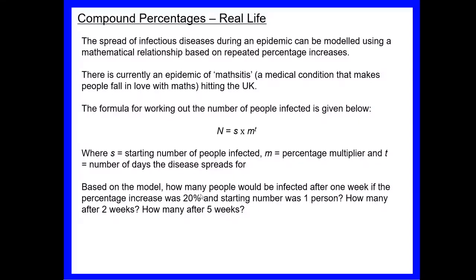So based on the model, we want to work out how many people would be infected after 1 week if the percentage increase was 20% and the starting number was 1 person. Then how many would be infected after 2 weeks and how many would be infected after 5 weeks. So pause the video now then, have a go and see if you can work out how quickly mathsitis will spread.